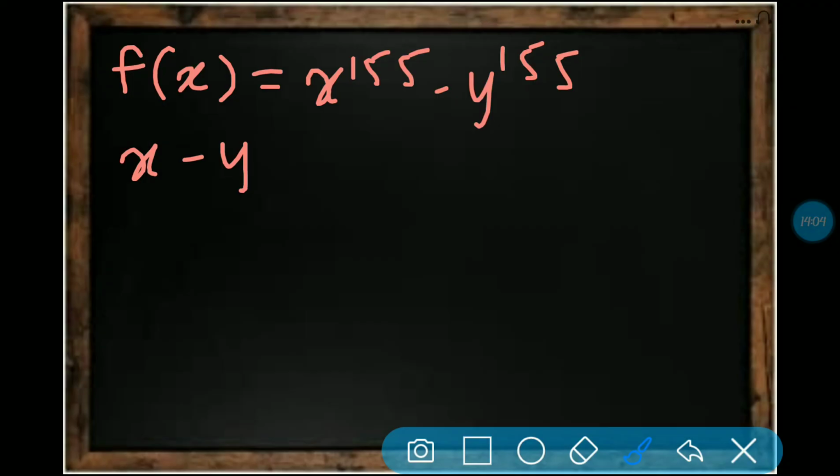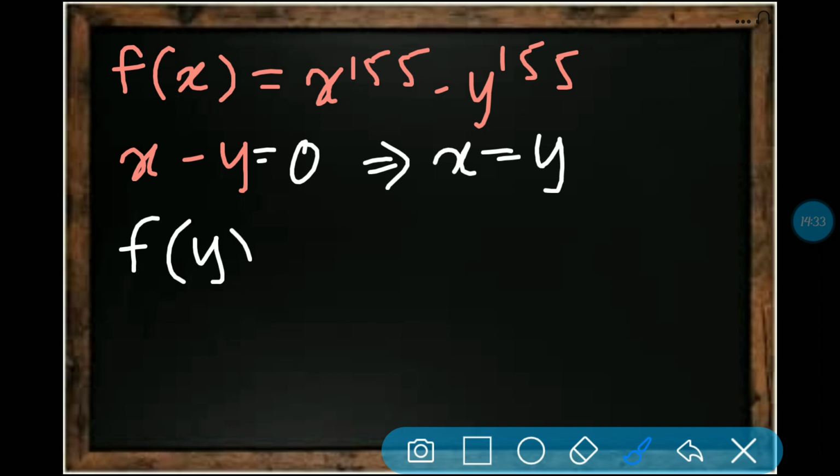Now, we have the question f of x is equal to x power 155 minus y power 155, and it is divided by x minus y. So as we know, we will equate the divisor to 0. Minus y goes to RHS and becomes plus y. So x is equal to y. So this statement is proved, right? So now instead of f of x, we can write f of y also. That means wherever you find x, you put y.